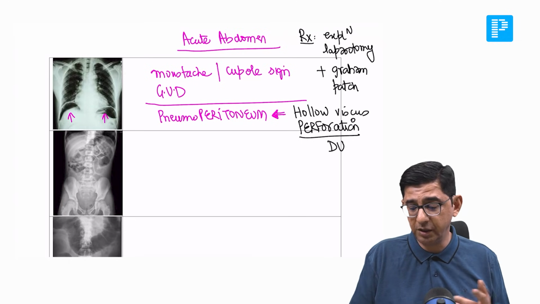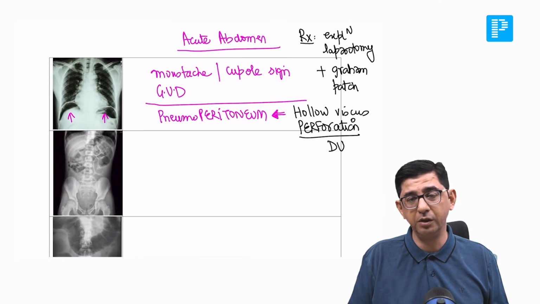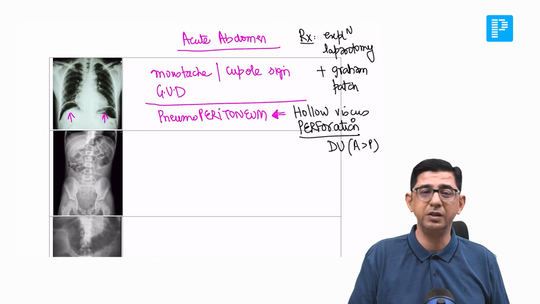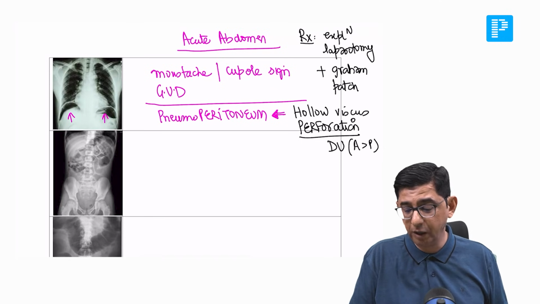So there are three things I said: pneumoperitoneum caused by hollow viscus perforation, that is a duodenal ulcer mostly anteriorly located, as compared to the posterior one, which has higher chances of bleeding. And then we go for exploratory laparotomy with a Graham's omental patch.